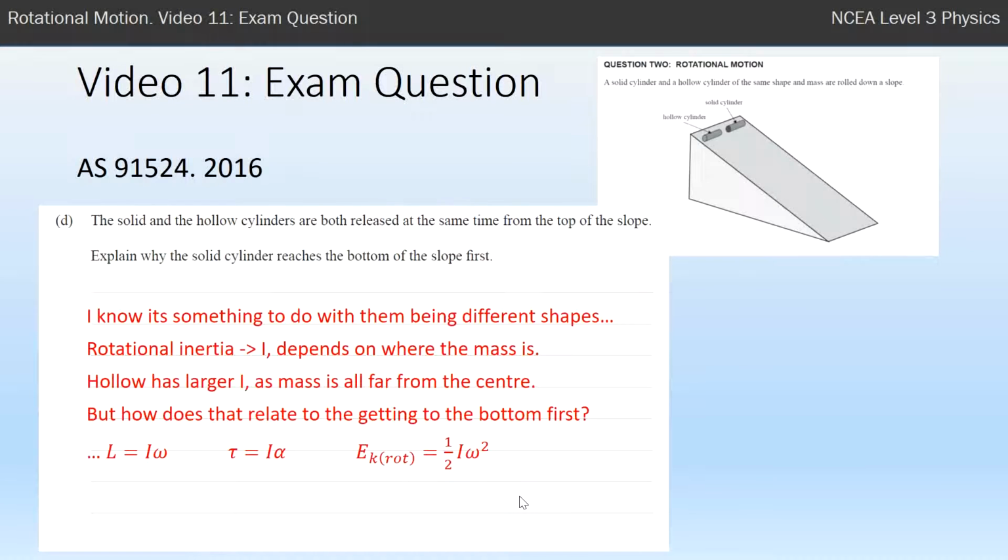The next one, torque equals I times alpha. So that's about a rotational force causing acceleration. That makes sense because we want to know which one gets to the bottom the fastest. The one that's going to accelerate the fastest is going to get there the fastest. So I could use that. The other one's rotational energy, which has an I in it. A couple of slides ago we talked about the different types of rotational energy, so I could use that as well. You could formulate an answer using rotational energy, but I'm going to pick the middle one for this.